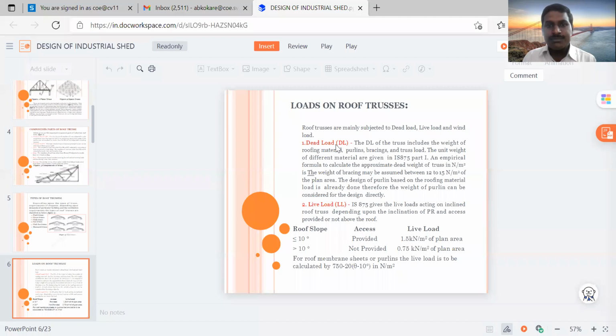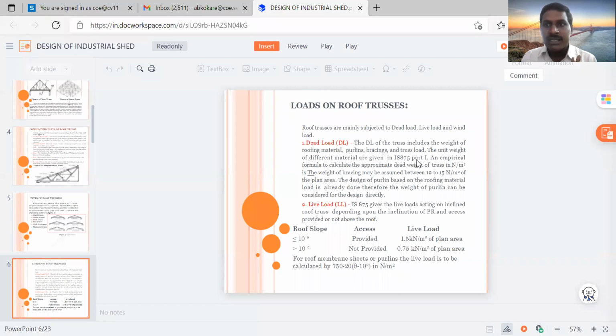So dead load is nothing but the self weight of the structure, or we can say it includes the weight of roofing material, weight of purlin, weight of bracing, and weight of truss. So in the dead load, there are four main dead loads we have to consider.